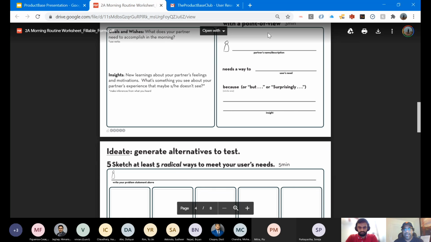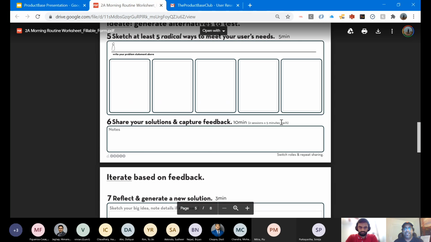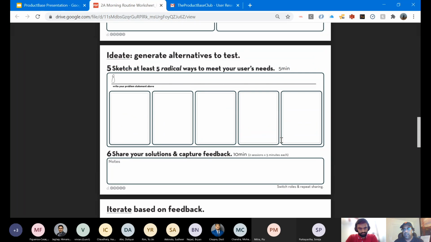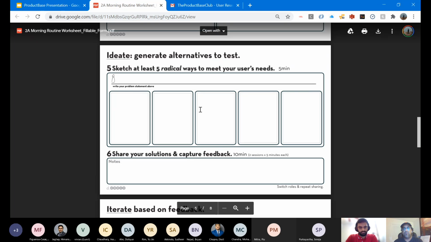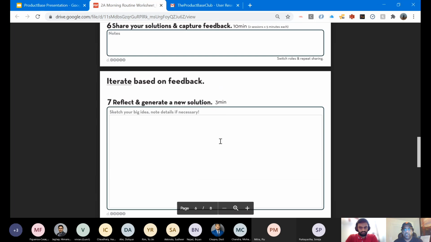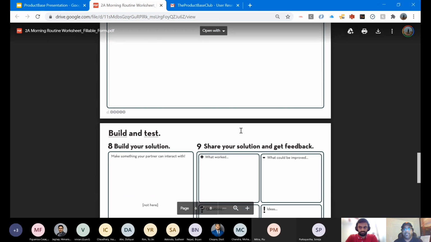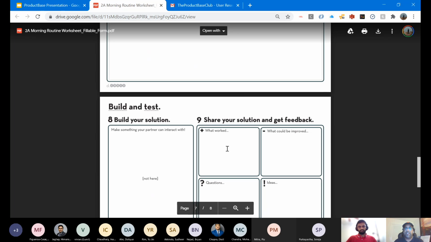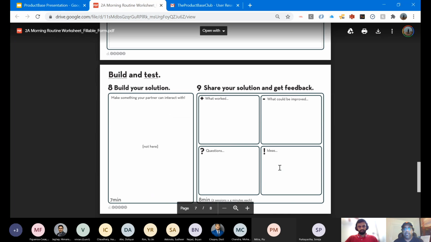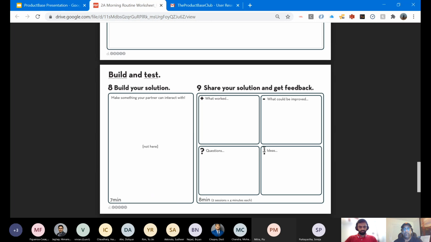So you can basically write your point of view on this and then ideate on the 5 ways you may improve this routine. Like maybe set your alarm for 10 minutes earlier, right? Come up with those 5 specific things that you could do, and then go through the process to generate this new solution, and you build and test to see whether you actually did achieve the goal or not, right? And you are essentially capturing the feedback and questions or ideas and what could be improved on this process.